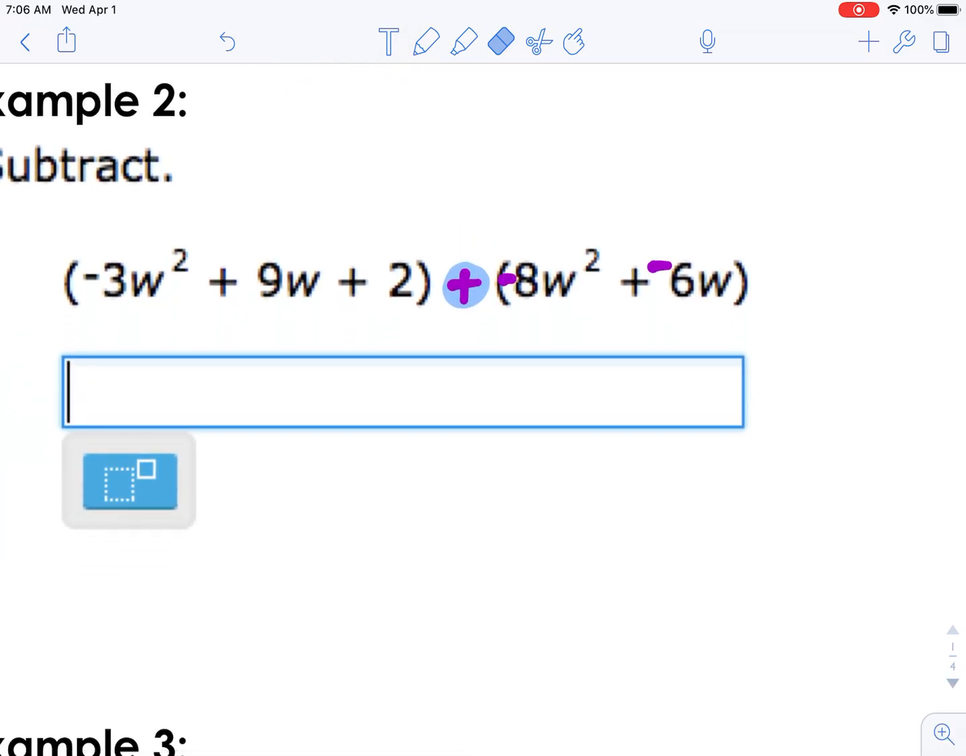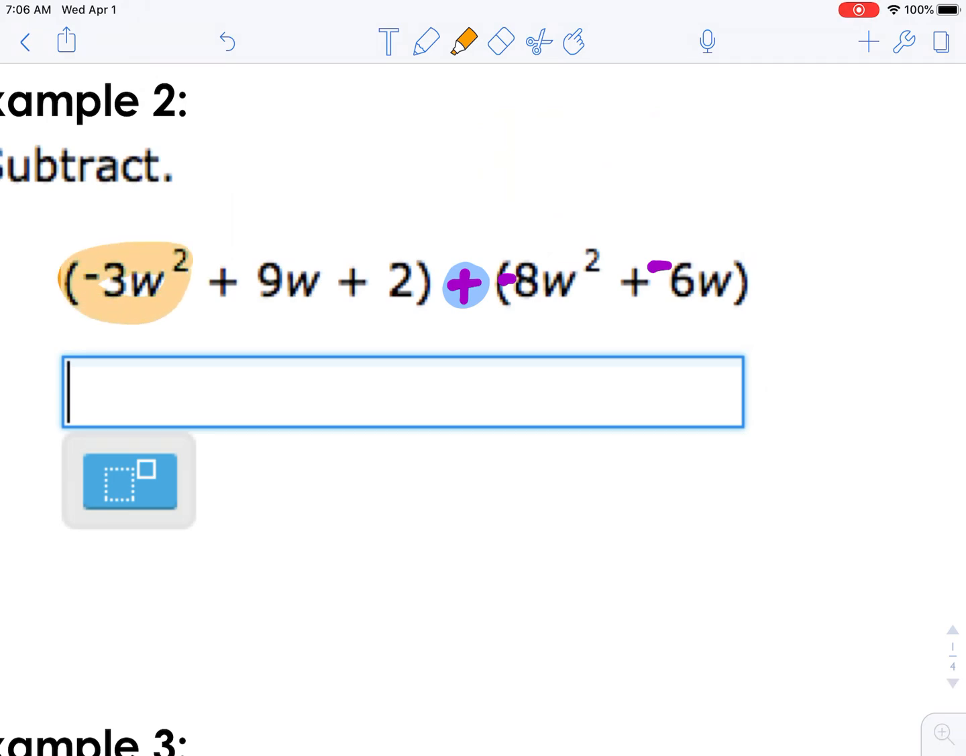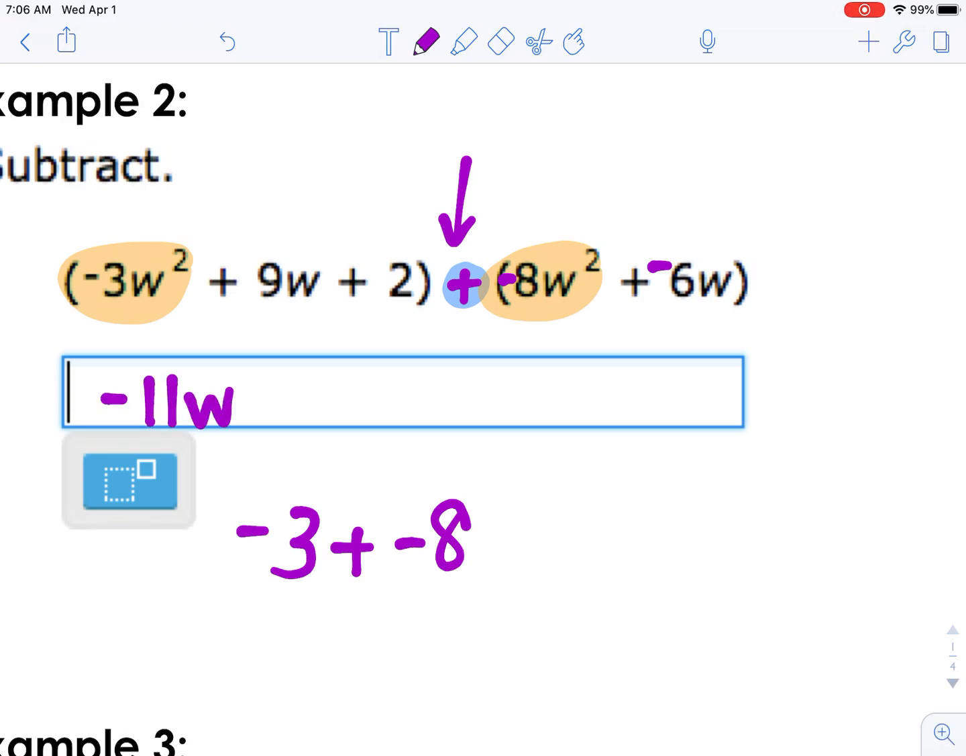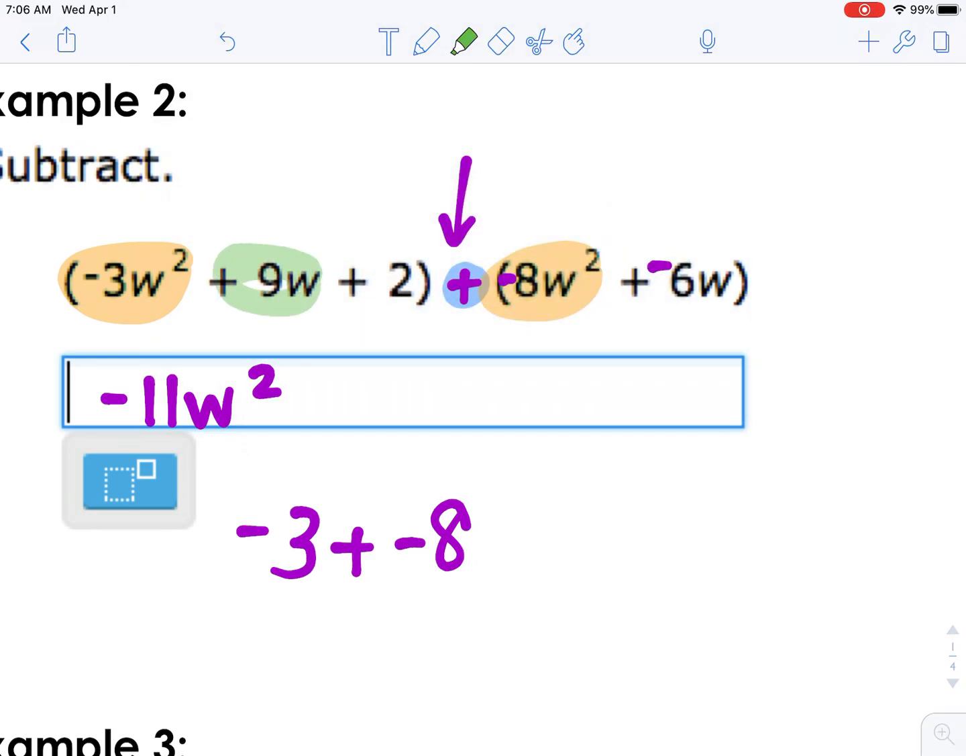After that, we are going to be looking for our like terms. So first, look for all the w squareds. And then in your calculator, you can do -3, and then it has a plus sign, -8. And that is -11w squared. The variable and exponent stay the same.